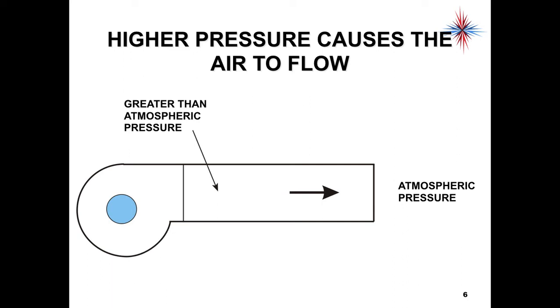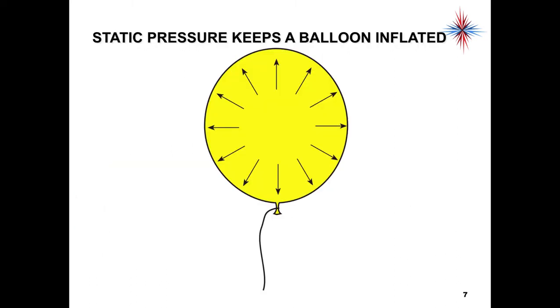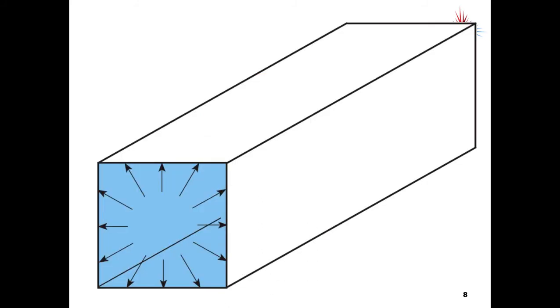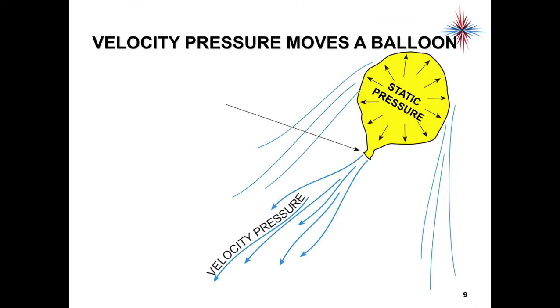So let's talk about one of our first measurements of air pressure, static pressure. The static pressure is what keeps a balloon inflated. Okay, you'll notice the arrows in here. They're pushing outwards against the shell of the balloon in all directions. Okay, that is static pressure. In ductwork, once I have air being moved through the duct, I have static pressure. It is the pressure that is pushing outwards against the side of the duct.